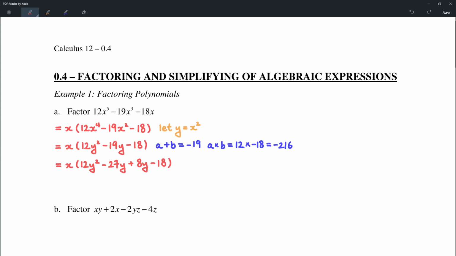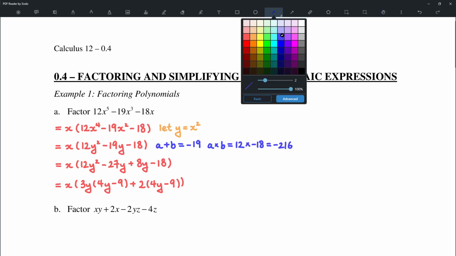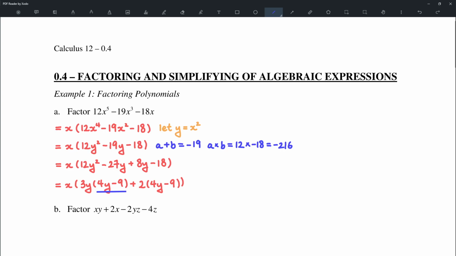And now we can factor by grouping. So the first two terms have a greatest common factor of 3y, and we're left with 4y minus 9. And the last two terms have a greatest common factor of 2. And again, we're left with 4y minus 9 there as well. So the idea here is both the first half and the second half of the expression now contain 4y minus 9.